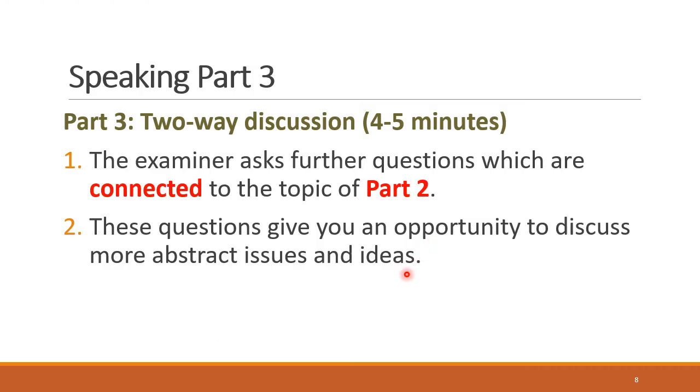On to part 3. It's a two-way discussion, 4 to 5 minutes long. The examiner asks further questions which are connected to the topic of part 2. For example, you chose your favorite car or your pet in task 2. So the examiner in this section would carry on asking you questions about pets, having pets, what the benefits of having pets are, or what the benefit of having this car, that car, whatever you mentioned in part 2.